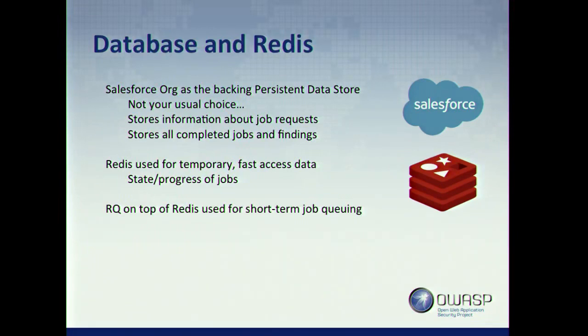Redis is used for temporary fast access data. So once a job is started on Chimera, it's pulled out of the backing structure, it's put into Redis, and Redis keeps track of all the details of the job. So that's ephemeral. And then we use Redis queue on top of Redis to handle the short-term queues. So based on the number of dynos that we're using, we actually pull the jobs in from the persistent data store, and we store them in a Redis queue to actually get handled. And the reason we do this is because if something catastrophic happens and Chimera goes down, we only lose 10 or 12 scans at a time as opposed to losing our entire back queue.